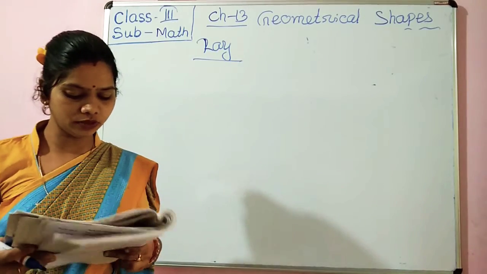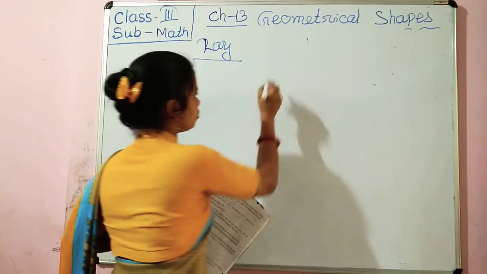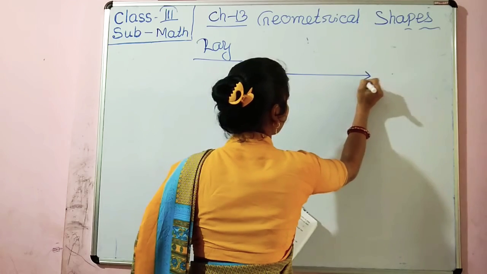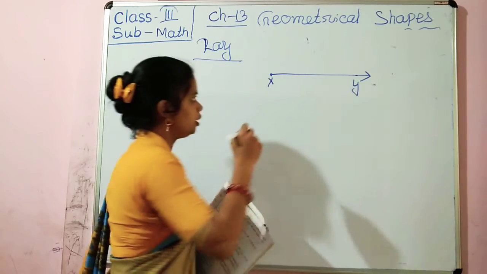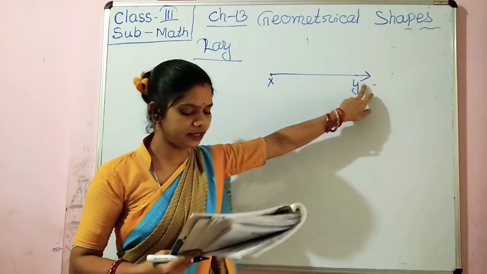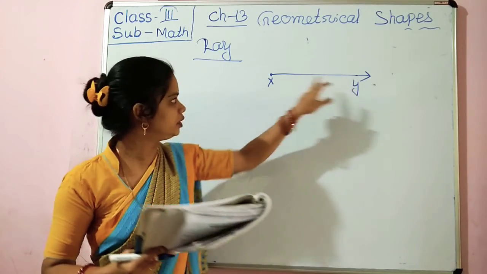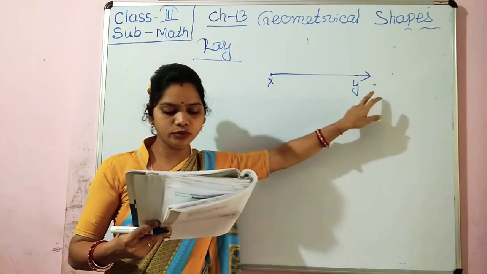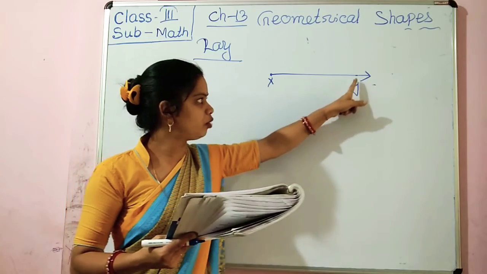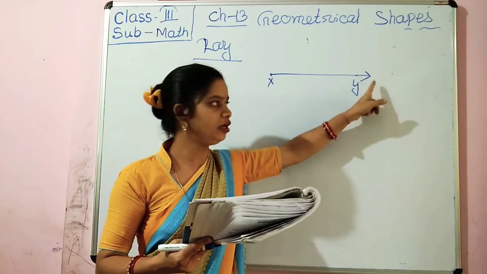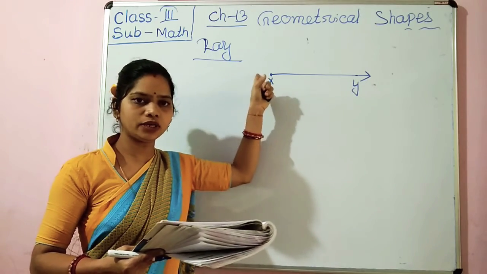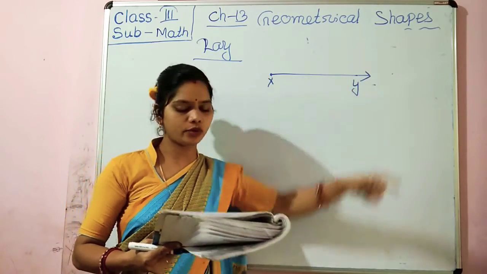Okay, we discuss the ray. Look, here XY is a ray. It has one arrowhead to show that it can be made longer on that side. We can make the Y side longer, but X is the end point. One end point and one arrowhead mark.